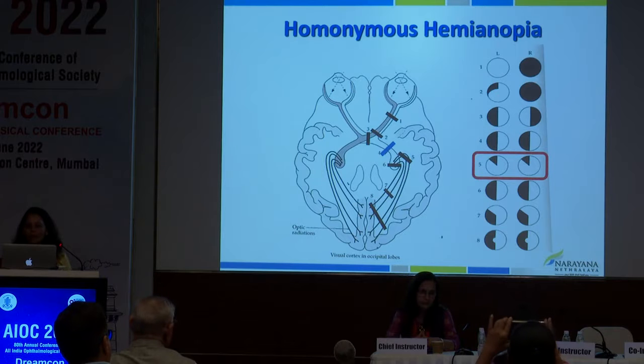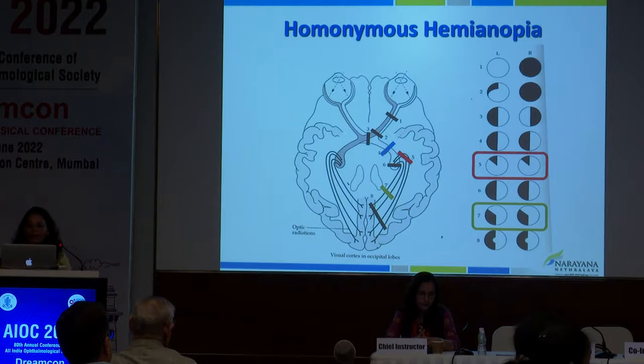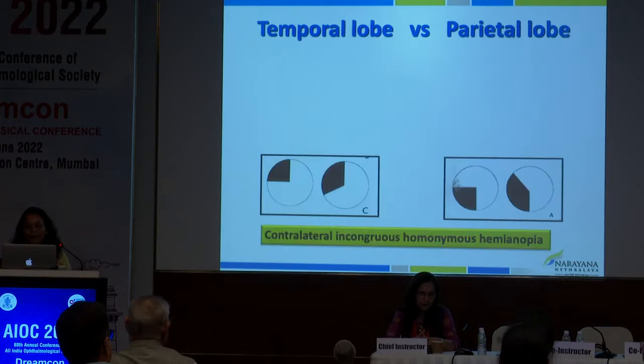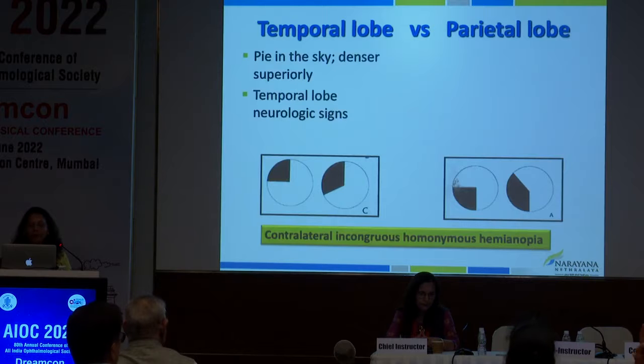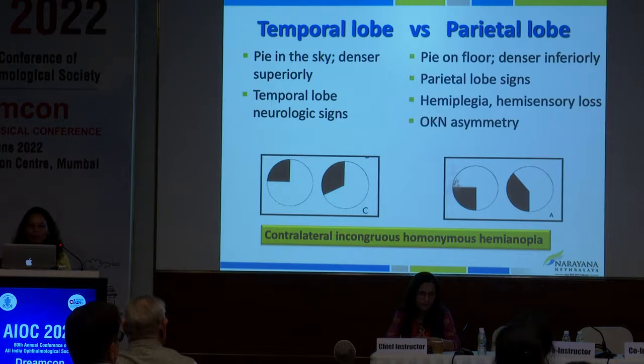Now if you have something like this, which is called pie in the sky, we are looking at a lesion in the temporal lobe. And if you have something like that, this is pie in the floor, we are looking at a lesion in the parietal lobe. So again, if you are looking specifically at lesions in the parietal lobe, you look for parietal lobe signs, and for the temporal lobe, the temporal lobe signs. So this is what will tell you pie in the sky and pie in the floor.